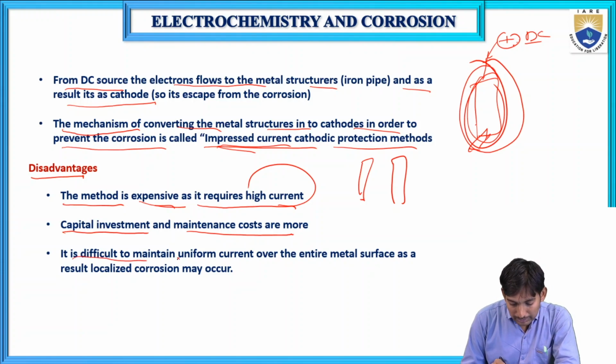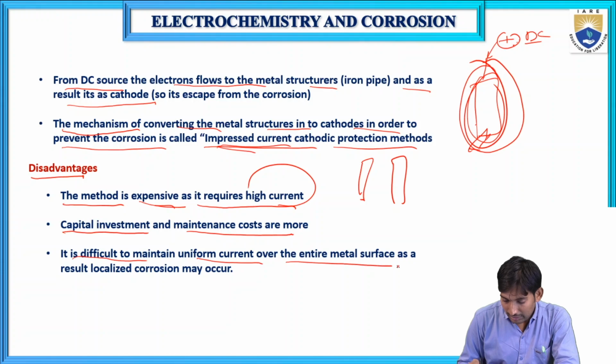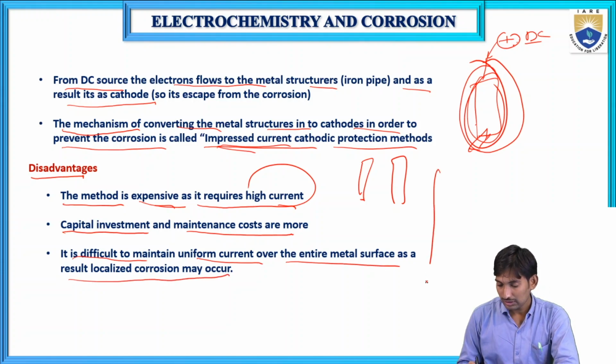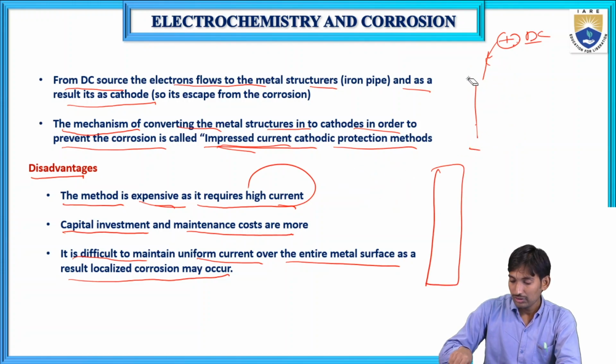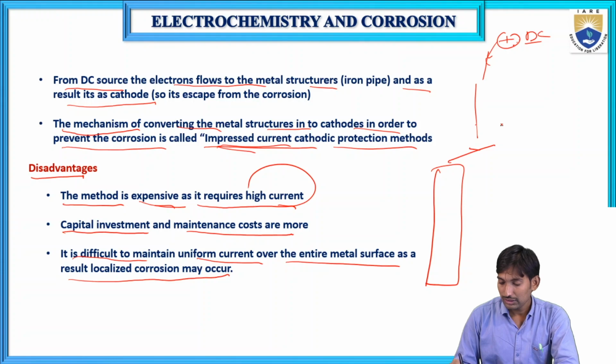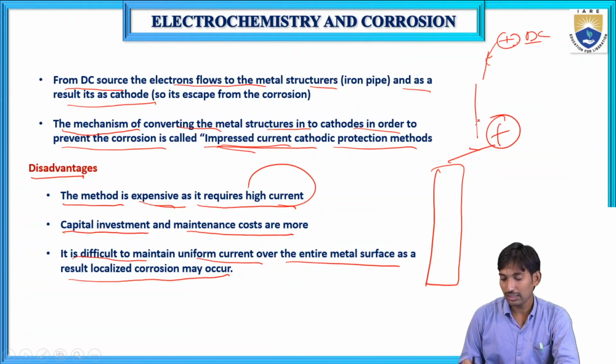It is difficult to maintain uniform current over the entire metal surface. As a result, localized corrosion may occur. This is if the metal is large. Our base metal is very large. So if we connect it to the external DC, what happens? The uniform current will not take place. If you take the current flow up to here, there is no power supply up to this metal. So the current power supply is limited up to here.